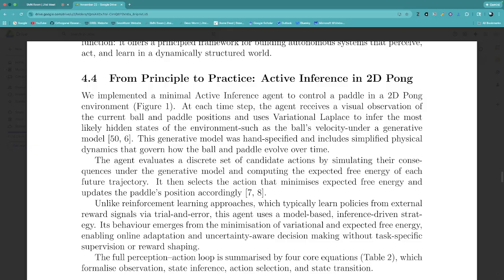And so they're using an active inference agent for this. In each time step, the agent receives a visual observation of the current ball and paddle positions and uses variational Laplace to infer the most likely hidden states of the environment. Those hidden states are things like the ball's velocity at any given time, or maybe how the ball will refract off of your opponent's paddle, and make that prediction. So this is a generative model that was hand specified and includes simplified physical dynamics that govern how the ball and paddle evolve over time.